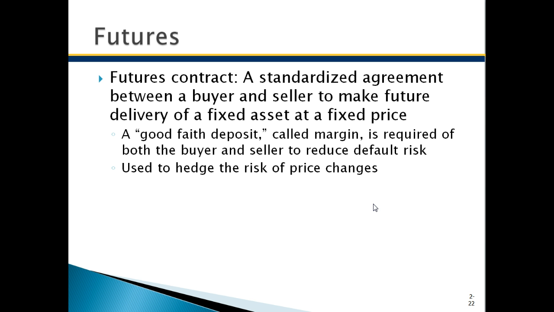Now, futures contracts are, again, a standardized agreement between a buyer and seller to make future delivery of a fixed asset at a fixed price. So say you're an airline and you're going to use 1 million gallons of jet fuel over the next 6 months. You can make a futures contract to lock that price in. So your future purchases are exactly what you know they're going to be, and there's no speculation, there's no change.